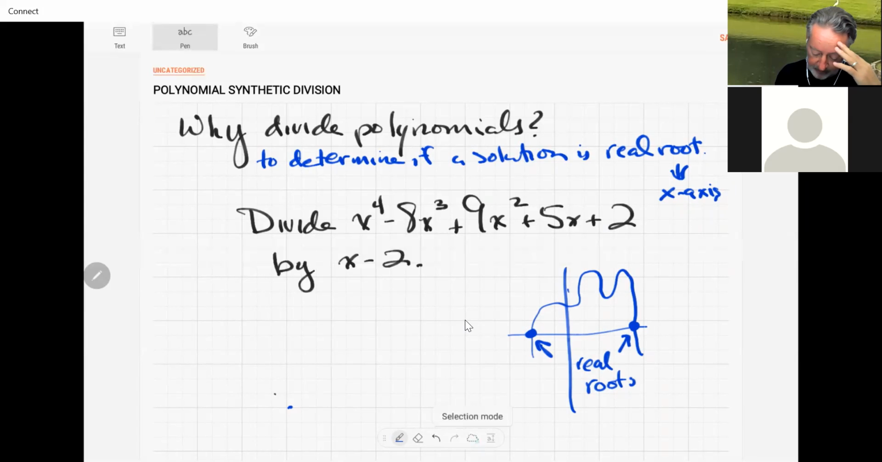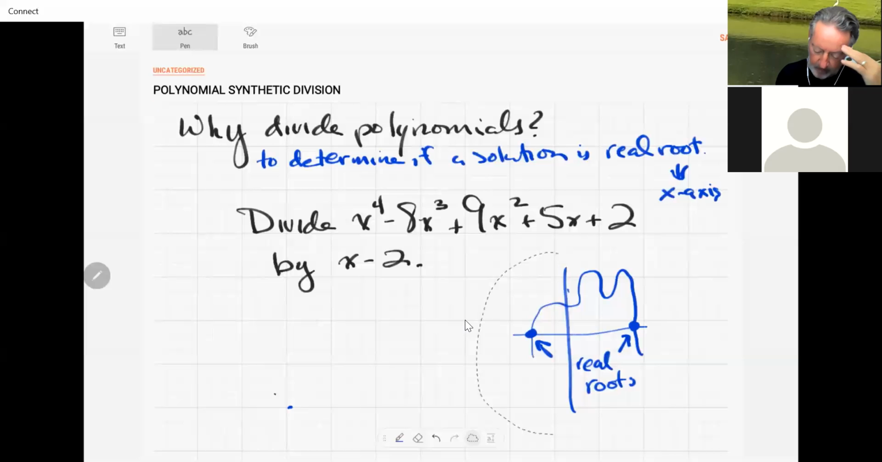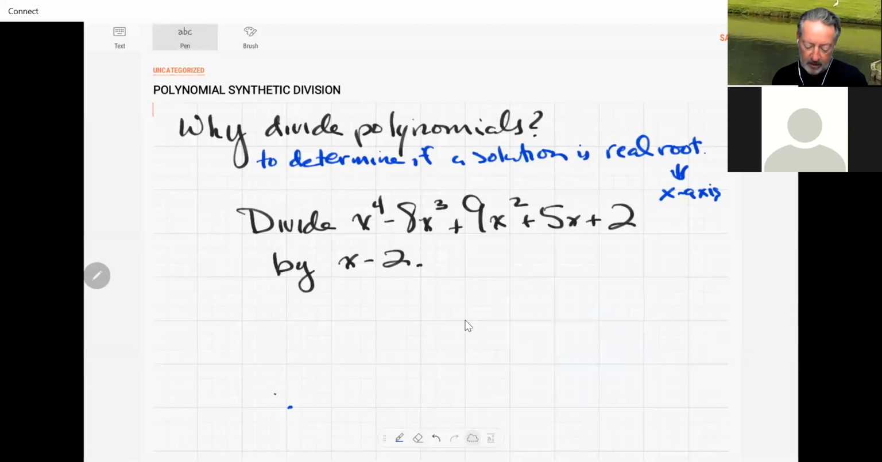And that's what we're going to do today. So here's a polynomial, x to the fourth power. This is a function, x to the fourth power, all that stuff. And we want to know if you can divide this by x minus 2.